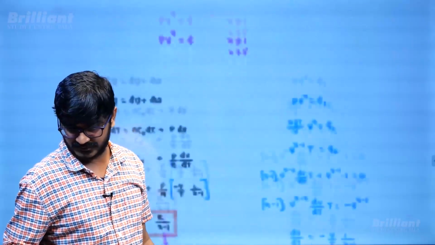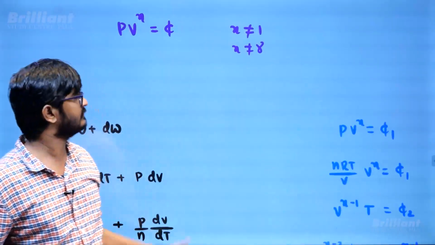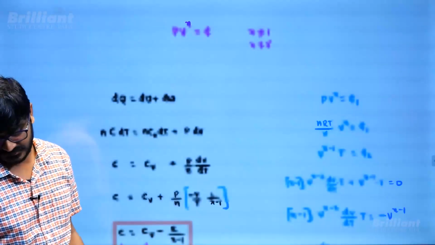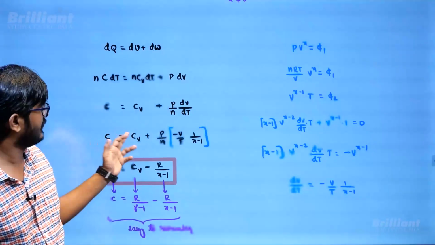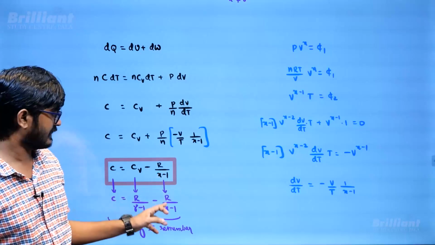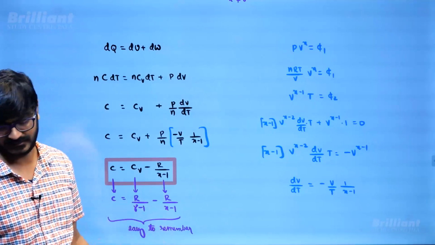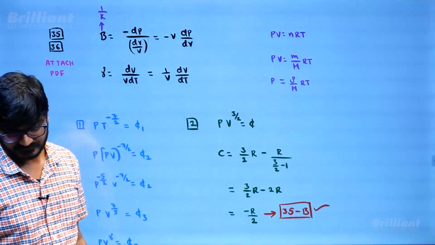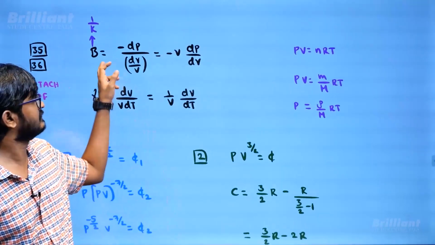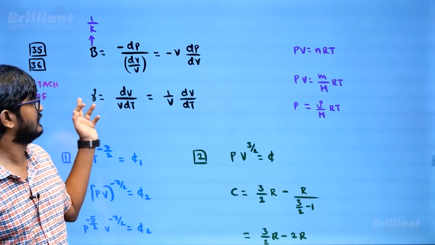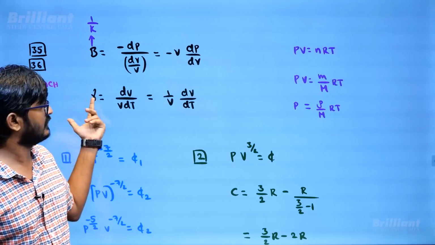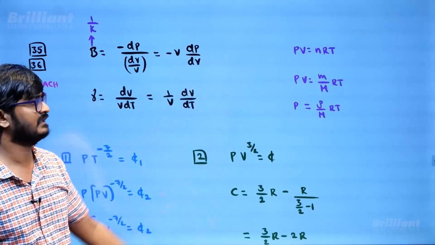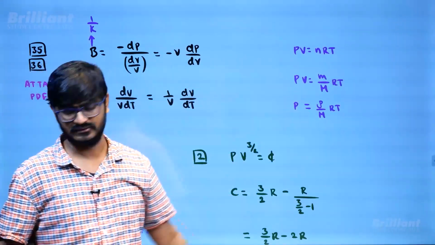Now before that you must be aware of this polytropic process. For PV^x equal to constant, the C value will be given by R by (gamma minus 1) minus R by (x minus 1). Now bulk modulus is given as this much. This formula you will be knowing, coefficient of volume expansion and so on. PV equal to nRT, you can write this way also.